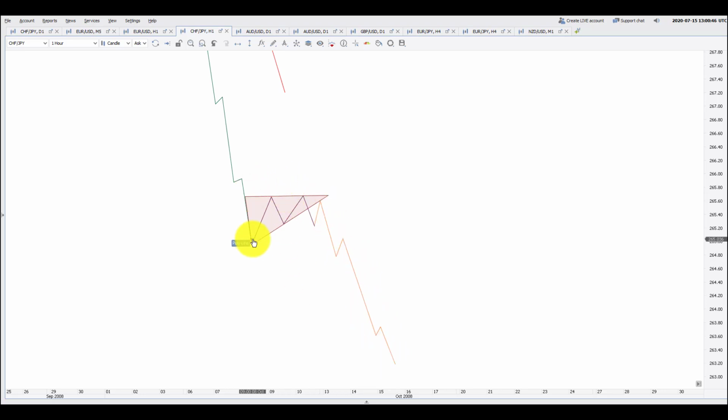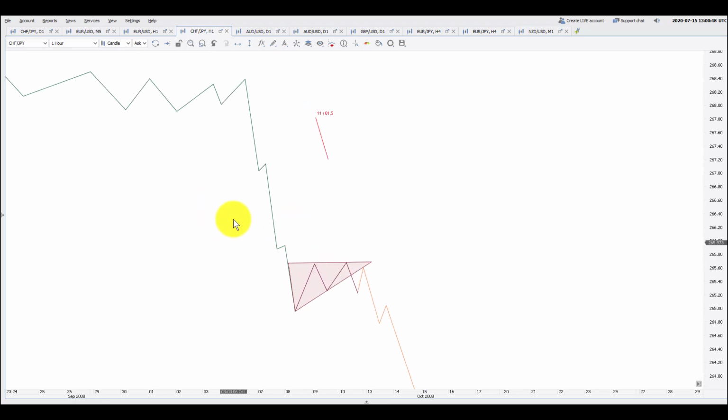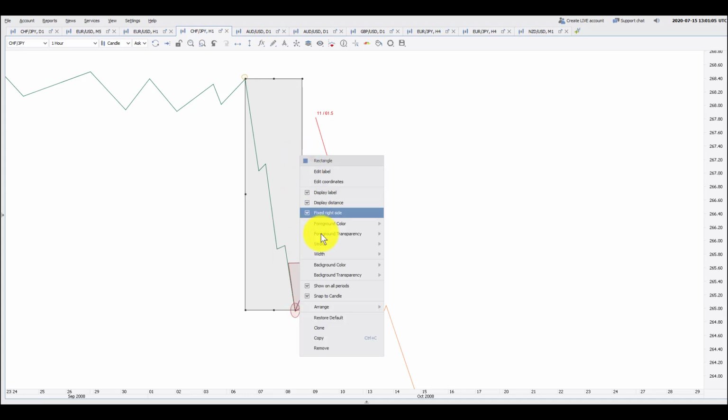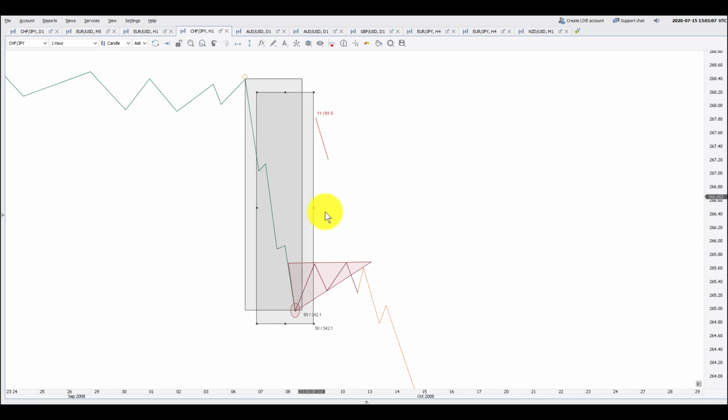So this particular place here is a pennant. This is the height of the pennant, and this height of the pennant is actually used to measure the targets. We'll just clone it and place it at the breaking point. Now this is the breaking point. From here we will measure the targets.